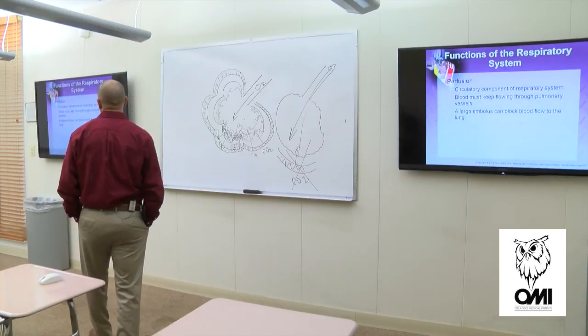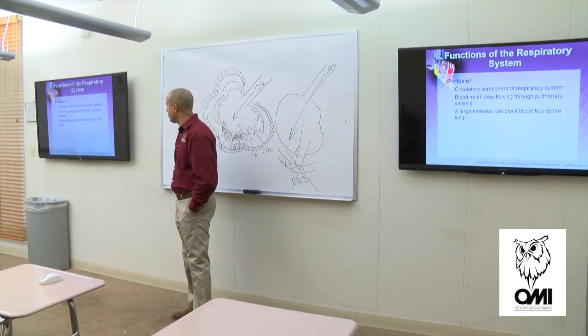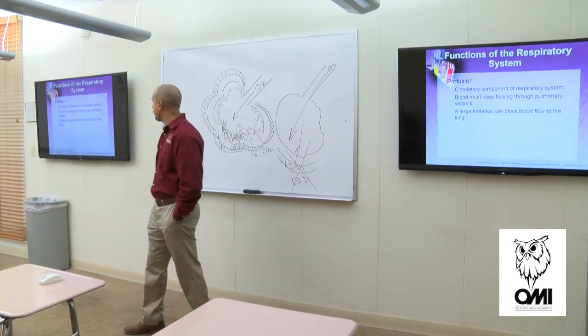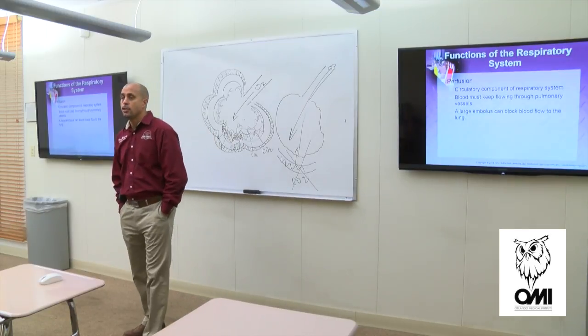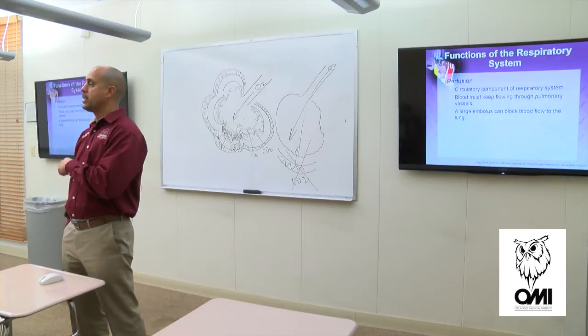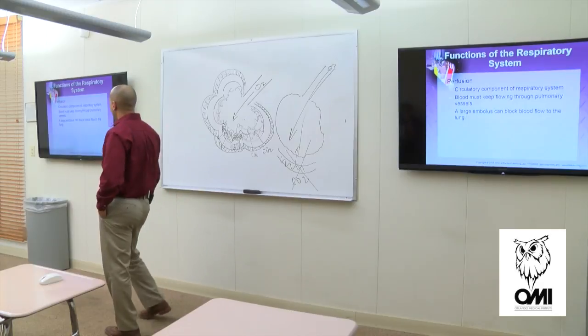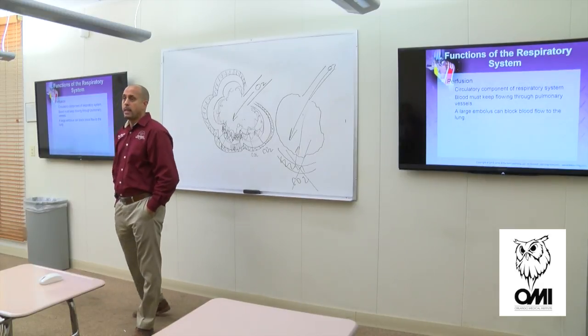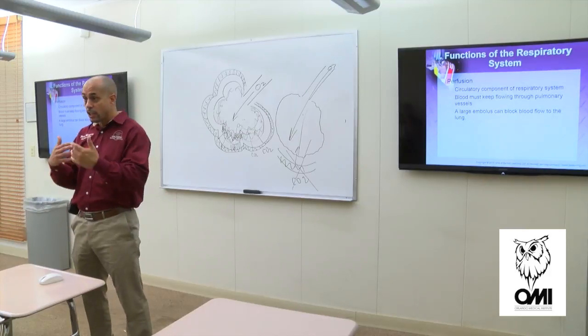Next is perfusion, the circulatory component of the respiratory system. Blood must keep flowing through the pulmonary vessels. A large emboli can block that. Perfusion is bringing oxygen to the target organ and getting its byproduct, which is CO2. So capillary vessels are important. They make that happen, because the capillary vessels in the pulmonary system are where that exchange takes place.